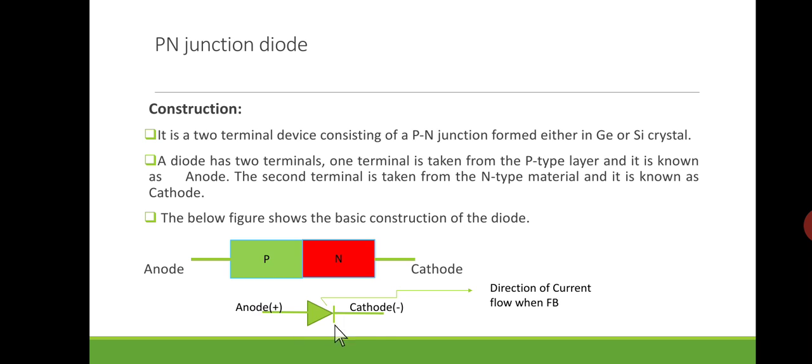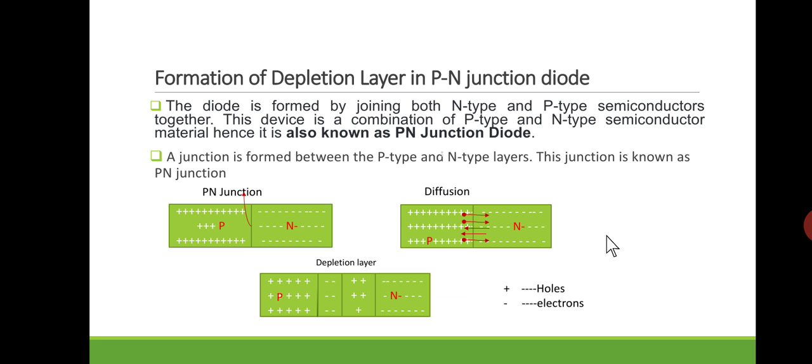This is the symbol that I have written. I want to show you that it is a two terminal device, and this triangle indicates the flow of current in the forward bias. This is about the construction of the PN junction diode.